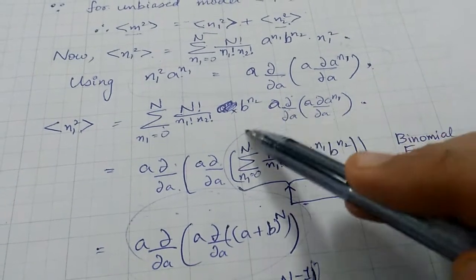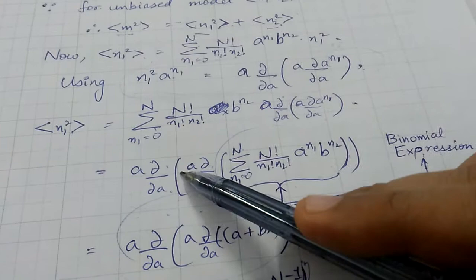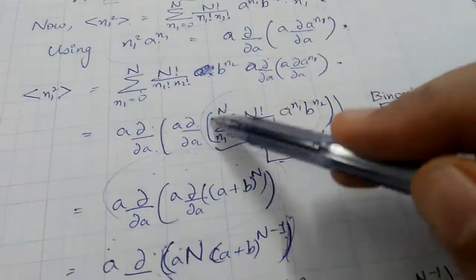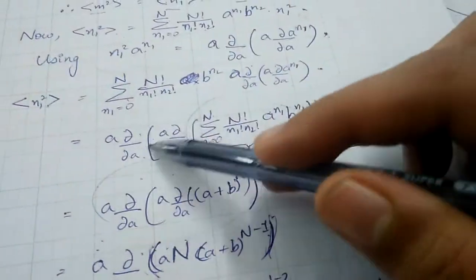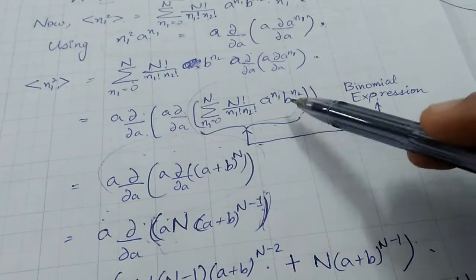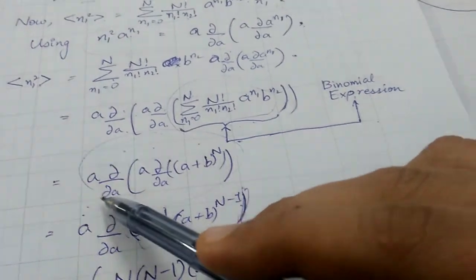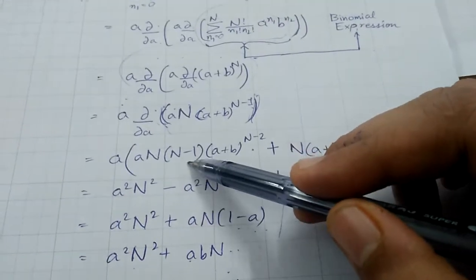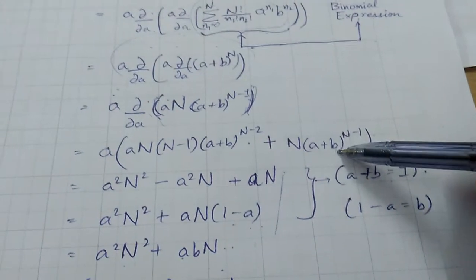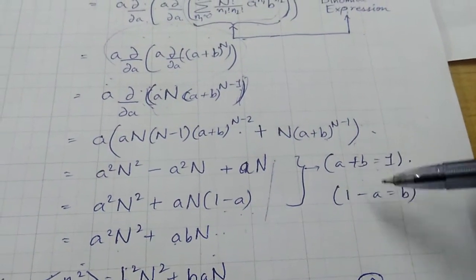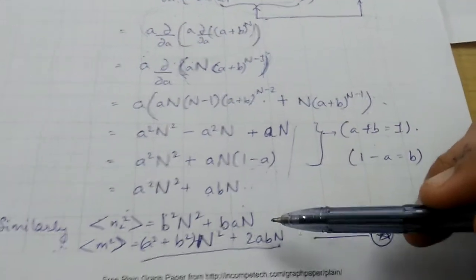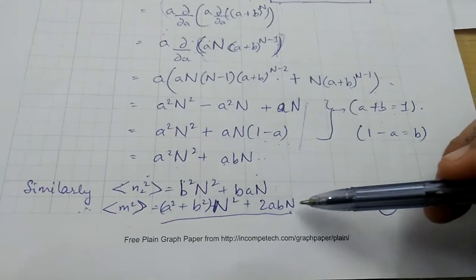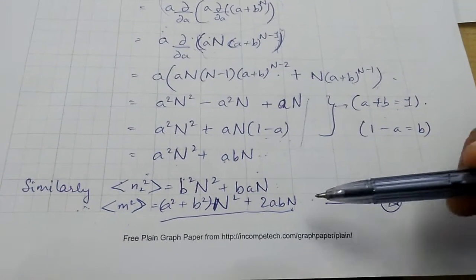This differential operator cascaded could be interchanged with the summation, which gives us this summation inside this differential cascade operator. Now this is a binomial expression again, which gives us a times del by del a of a times del by del a of a plus b raised to n, which is ending up to be this. Now simplify this using a plus b equals 1 and 1 minus a equals b. That gives you this. Similarly, n2 squared the whole average could be written as this, and m squared the whole average is gonna be n1 squared plus n2 squared, which ends up being this.